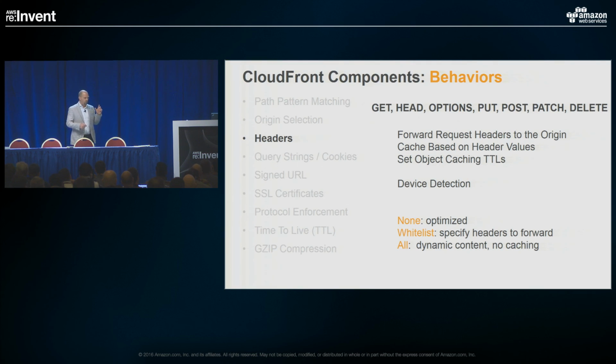So I have a list there. If you have no headers forwarded back to the origin, this is an optimized type of situation. This means that we're going to cache as much as possible. If you whitelist a particular header or set of headers, those headers will be forwarded to the origin. Everything else won't be, and those objects will be cached. But if you send all the headers in, essentially we're looking like a proxy, and we're sending all requests back to the origin.